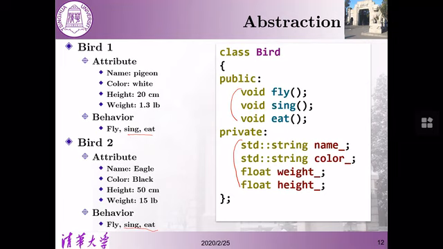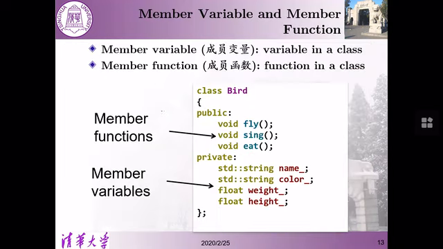But currently, for a class, we have to have the same behavior, because for a class we only have one copy of the function. But for variables, we can have different values. So that's a little different between functions and variables, okay? So this is how we define a class. These are member functions and member variables.